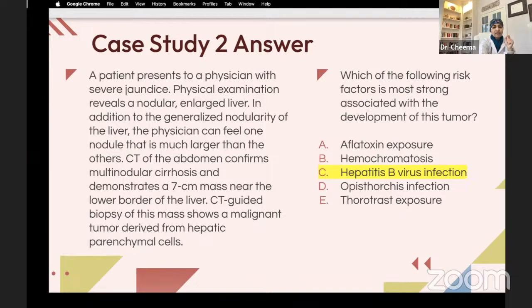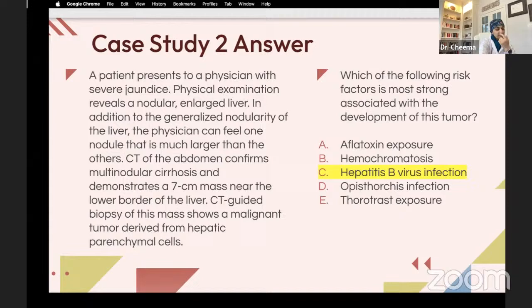Other important risk factors include alcohol abuse, hemochromatosis, and aflatoxin exposure, but the most common are hepatitis B and C. Aflatoxin is basically a fungal toxin found in contaminated bean products, including soybeans and soy products. And hemochromatosis is a disorder of iron metabolism, which particularly damages the liver, and also damages the pancreas, heart, and skin.